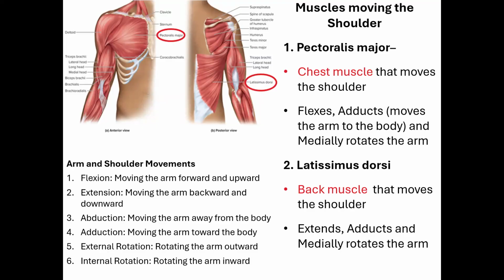Okay, and the pectoralis major plays a big role there. It flexes and adducts the arm. Latissimus dorsi is a back muscle that moves the shoulder. Can you believe that? The latissimus dorsi moves the shoulder. It's a muscle over here. This is a latissimus dorsi, but it's got a major impact on the shoulder. It's an extrinsic muscle. The action is on the shoulder. What does it do? It extends, adducts, and medially rotates the arm.